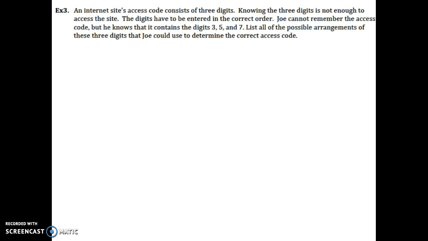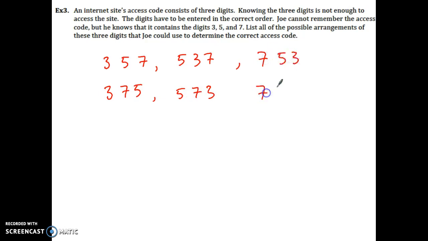This is really just a case of being systematic. So if we start with 3, one option would then be to have 5 and 7. If we start with 3, we could have 7 and 5. If we started with 5, we could have had 3 and 7. Likewise, we could have 5 followed by 7 and then 3. We could have also started with 7, 5 and 3, and 7, 3 and 5. So what you'll notice there is that we've got 6 options.